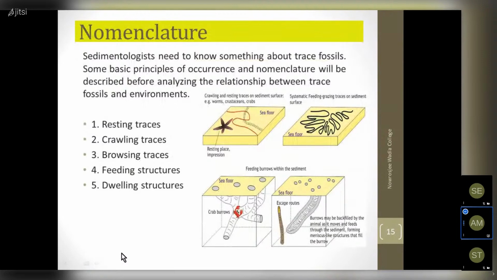Okay, once again, as we said, in and on sediments, nomenclature for building a relationship. Sedimentologists need to know something about the trace fossils. Some basic principles of occurrence and nomenclature will be described before analyzing the relationship between trace fossils and environment.